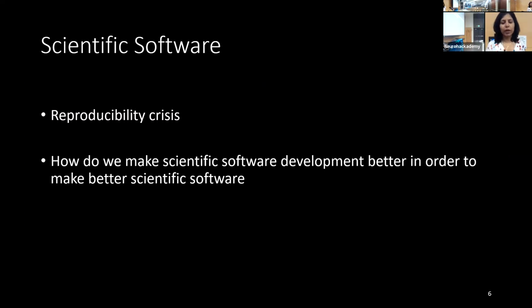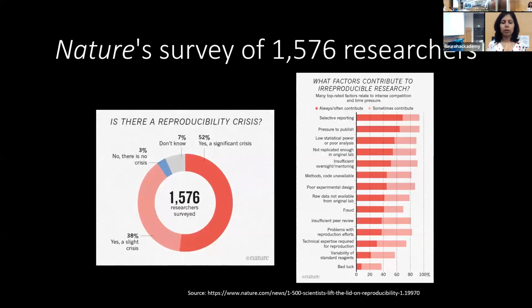In scientific software, it's an even bigger need to establish really good software development practices, because there is something called a reproducibility crisis in scientific software. We need to make scientific software development better in order to make better scientific software. And I'll get into what that means in a minute.